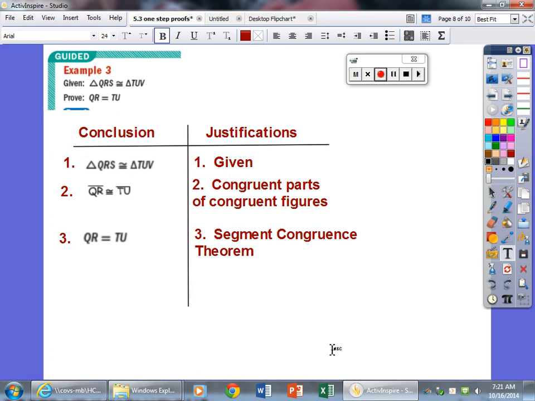The kind of proofs that we're going to be doing, they call them one-step proofs, but technically they are two-step proofs because you have to first put in your given, and then after you put in your given, you have to put in the justification for the statement that you're making. We're going to move on after this one to doing more step proofs, but for this particular section, we're just going to do two-step proofs.